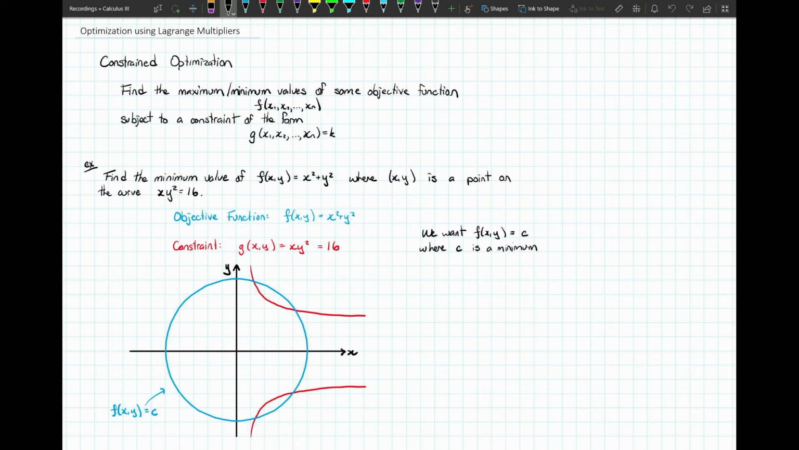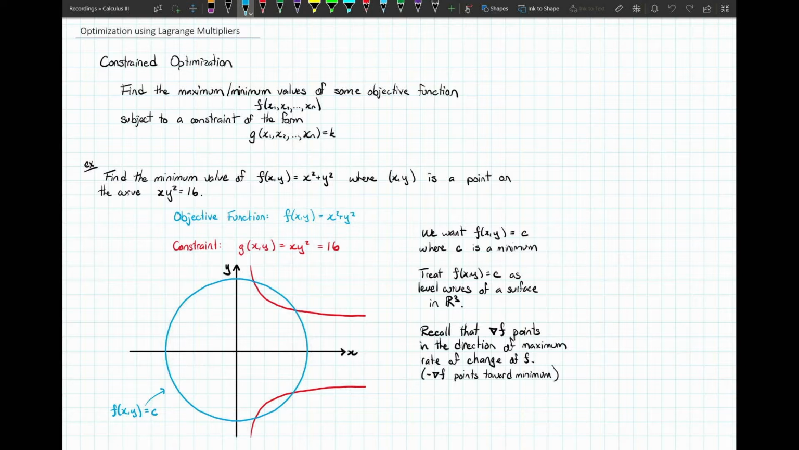Now the method that we're going to be applying here is really just treating f of x,y equal to c as the level curve of some kind of surface in R3. Now, if we're treating f of x,y equal to c as a level curve, remember that the gradient of f points in the direction of maximum rate of change of the function, and it's always orthogonal to the level curve. In this case, as c is increasing, the radius of this circle is increasing. So at these points here on the curve xy squared equals 16, our gradient is going to be pointing orthogonal to this circle and away from the origin.